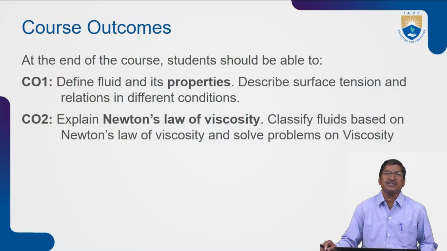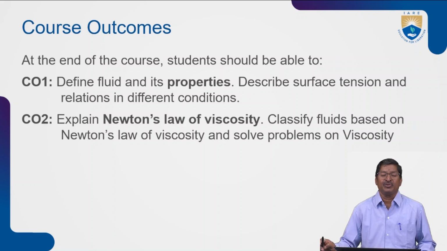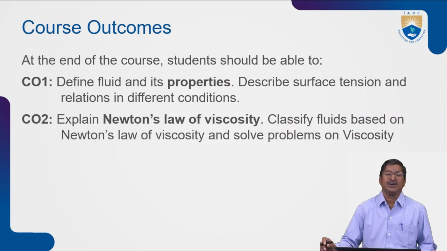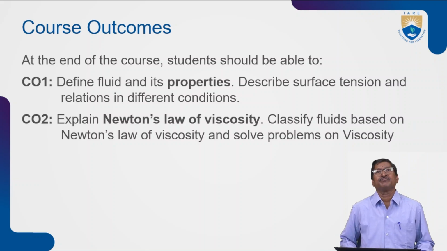The course outcome is that the student is able to know all the definitions of the fluids and properties, and what surface tension is and the relations. The next course outcome is Newton's law of viscosity and how the fluids are classified based on Newton's law of viscosity, and also the numerical problems related to viscosity. That is course outcome 2.